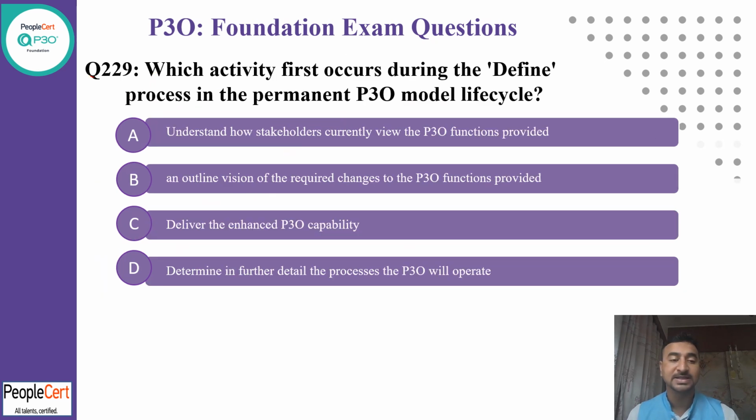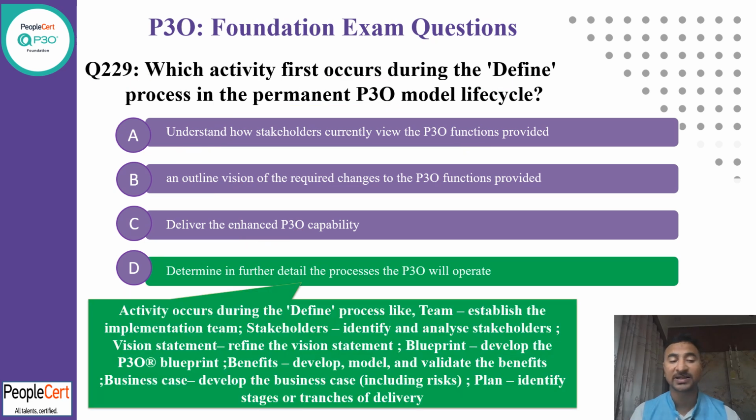Question number 229 says, which activity first occurs during the define process in the permanent P3O model lifecycle? Option A, understand how stakeholders currently view P3O functions. Provide an outline vision of the required change P3O functions provide. Deliver enhanced P3O capability. Determine in future detailed process how P3O will operate. So I believe D would be the most correct answer, where we detail out how the future things can be operated in the define stage. So that is the correct answer.